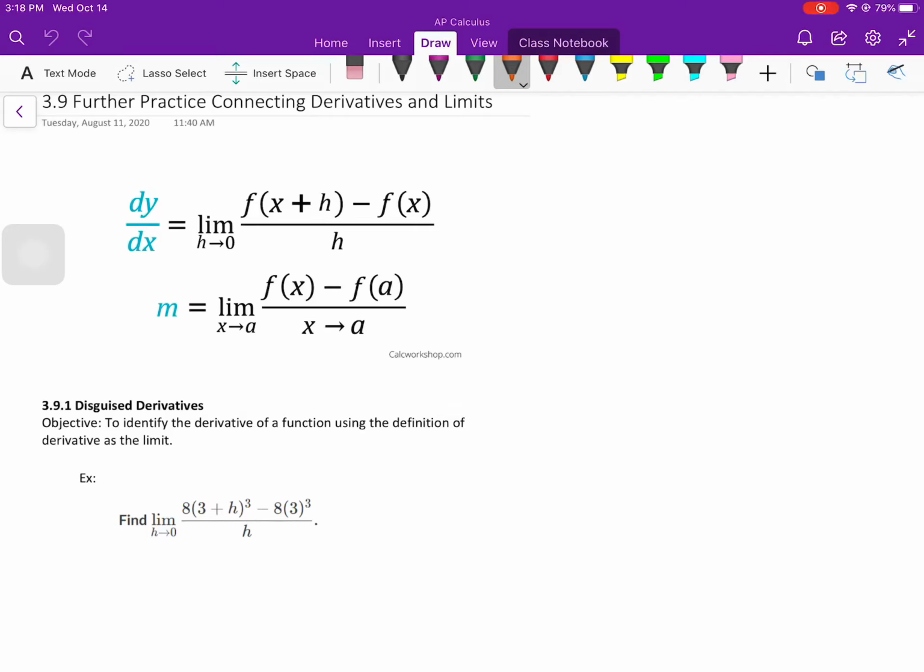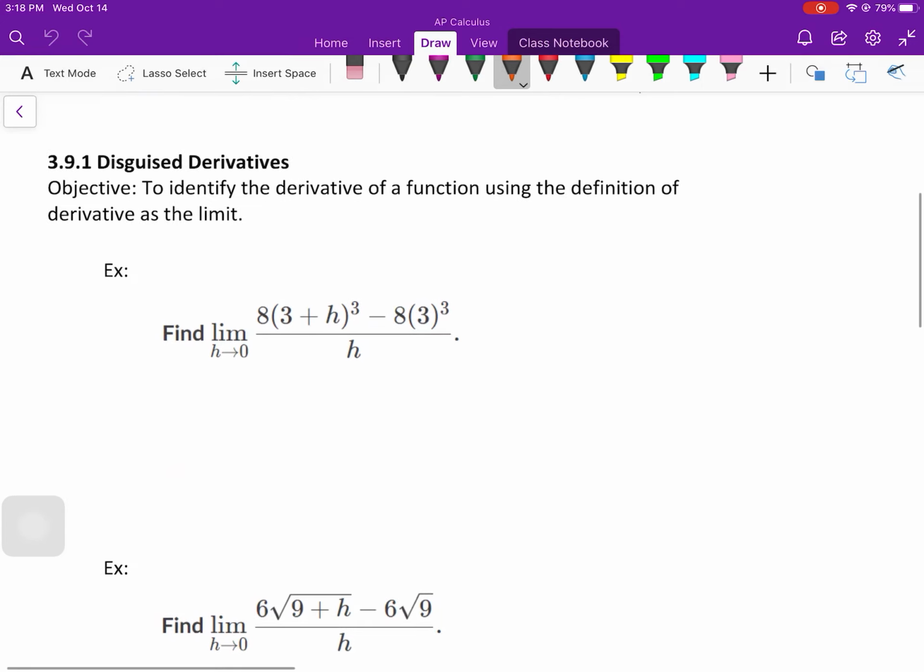Let's bring back the definition of a limit, but the way they're going to do this on the AP test is they're going to want to trick you into thinking you're going to have to evaluate this crazy limit by expanding the (3 + h)³ and simplifying all that stuff, but you really don't have to. If you recognize it's the derivative of a function, you can just simply take that derivative.